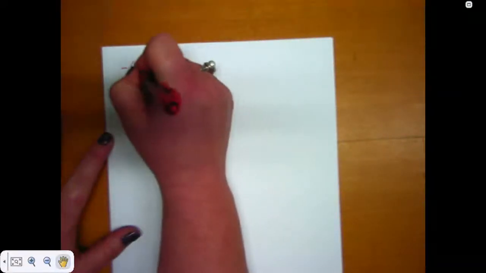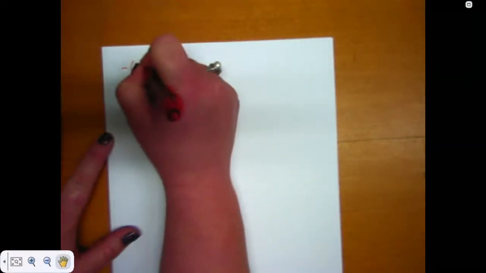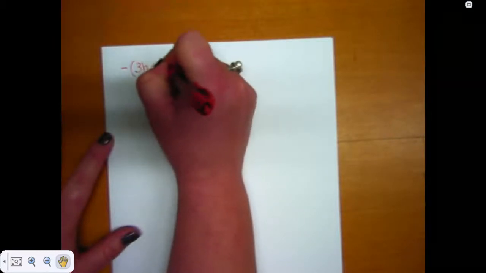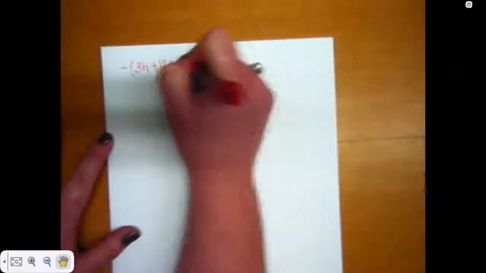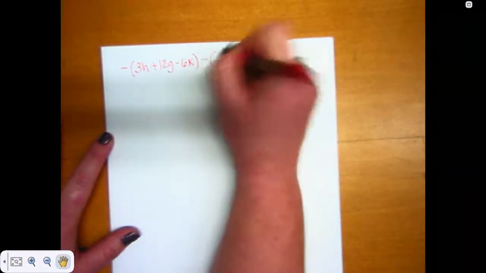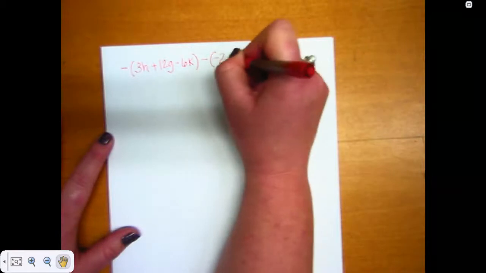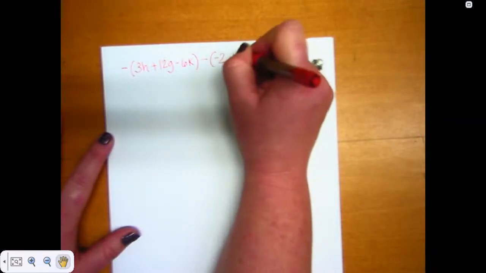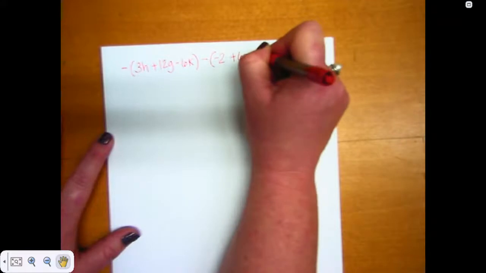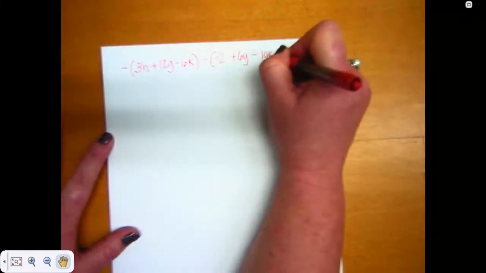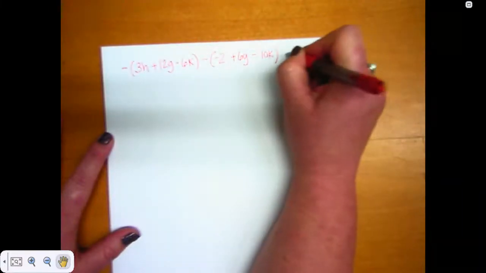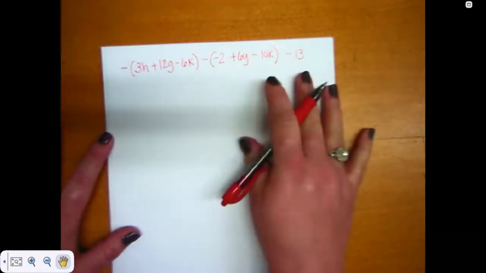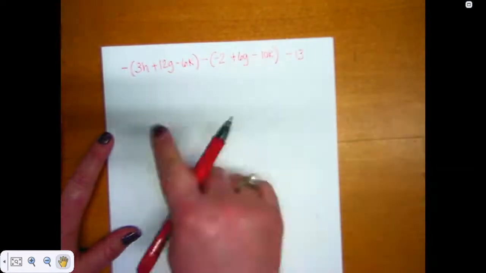So let's have negative times 3h plus 12g minus 6k, minus negative 2 plus 6g minus 10k, and then a minus 13. So that looks like a pretty long expression. Let's expand it or distribute.